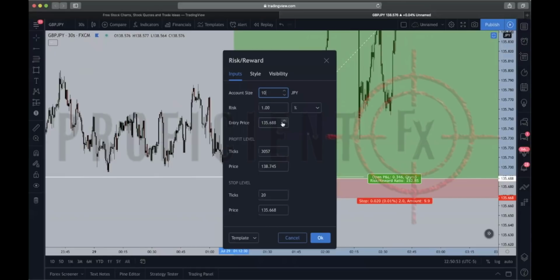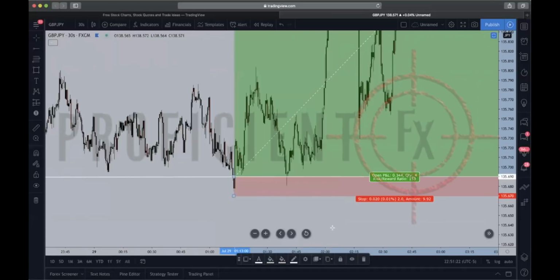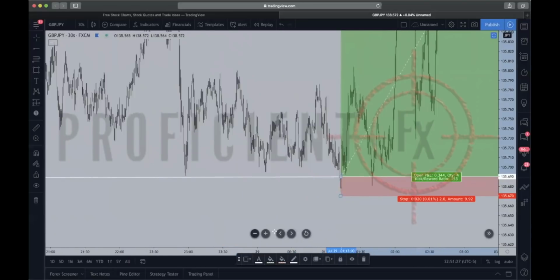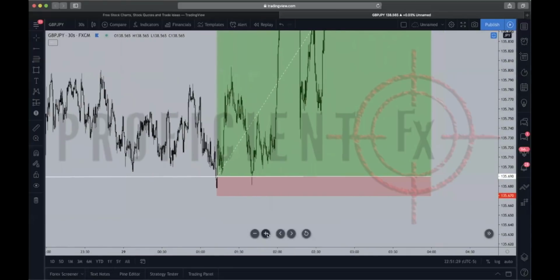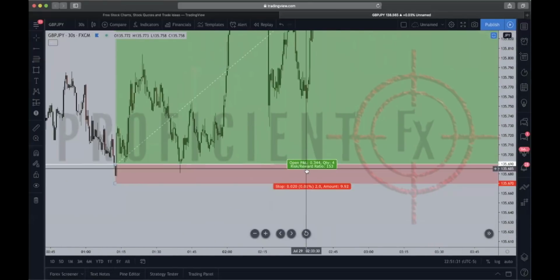And we can round this all up. So let's just say we entered at 135.69. Actually 69, my bad. All right, 69. And then remember, we were targeting 138.75. And our stop loss is going to be 2 pips. So 153 risk to reward ratio versus that higher time frame, which was a 1-to-6. 1-to-6 is great, but look at that, 153.